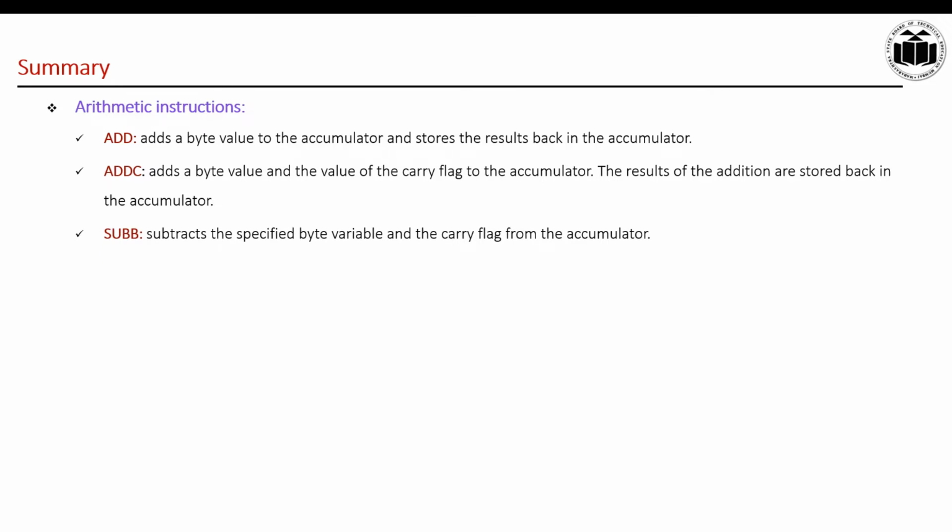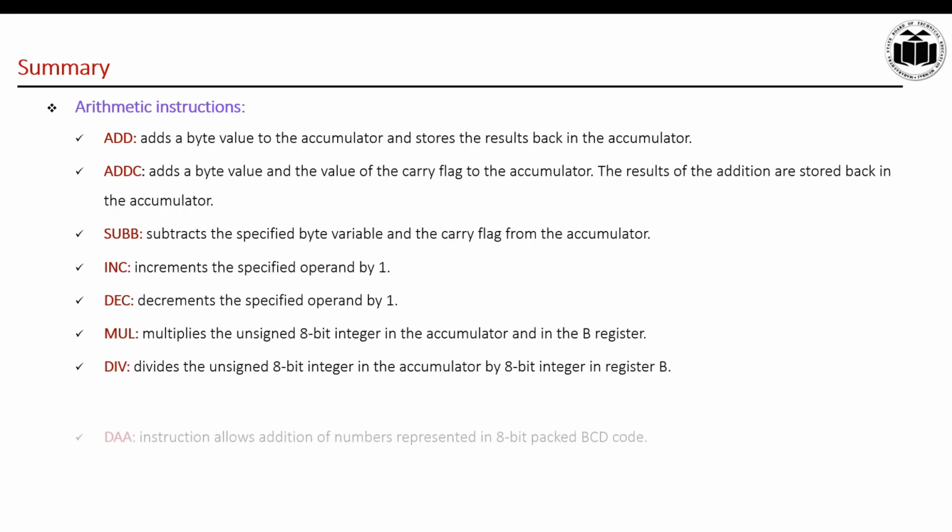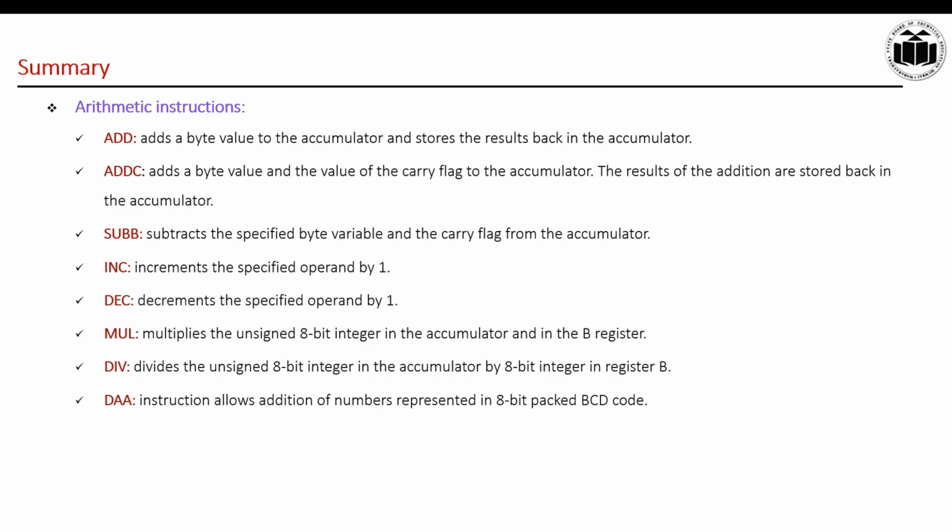SUBB. SUBB instruction subtracts the specified byte variable and the carry flag from accumulator. INC. This instruction increments the operand by 1. DEC. This instruction decrements the specified operand by 1. MUL multiplies the unsigned 8-bit integer in accumulator and in register B. DIV. This instruction divides the unsigned 8-bit integer in the accumulator by 8-bit integer in register B. DAA. This instruction allows addition of numbers represented in 8-bit packed BCD code.